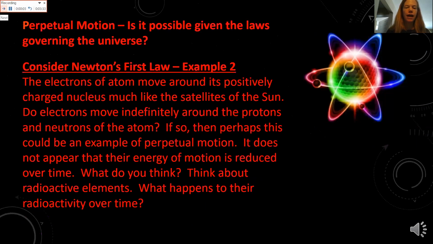The electrons of an atom move around its positively charged nucleus, much like the satellites of the sun. Do electrons move indefinitely around the protons and neutrons of the atom? If so, then perhaps this could be an example of perpetual motion. It does not appear that their energy of motion is reduced over time. What do you think? When you think about radioactive elements, they do decay over time. What about more stable atoms?